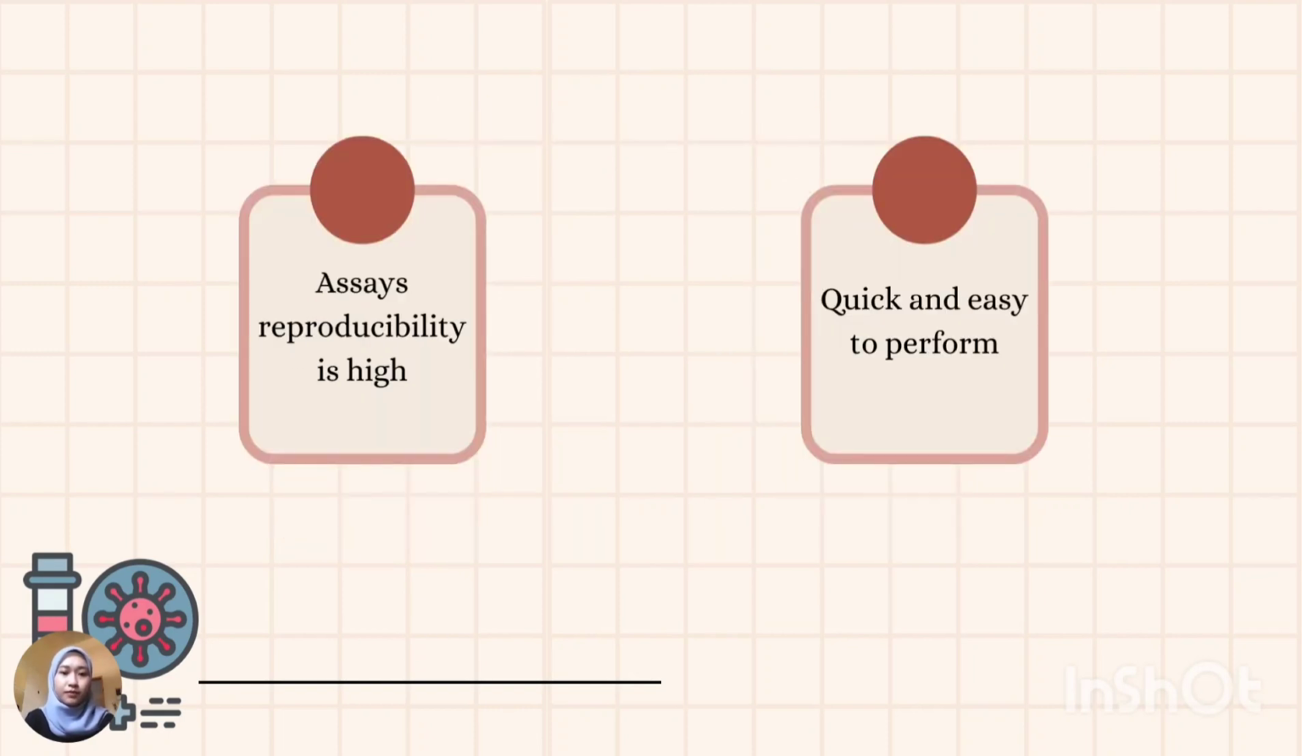Next, the assay's reproducibility is high, meaning it can be performed in large scale screening with a high number of tests. Last but not least, it is quick and easy to perform. Though they are not as rapid as some other diagnostic methods, it requires a specific time to perform. ELISA tests also can vary, depending on the equipment provided.